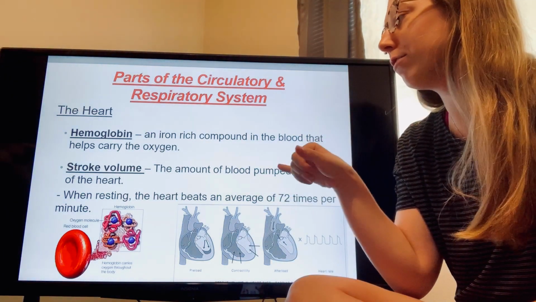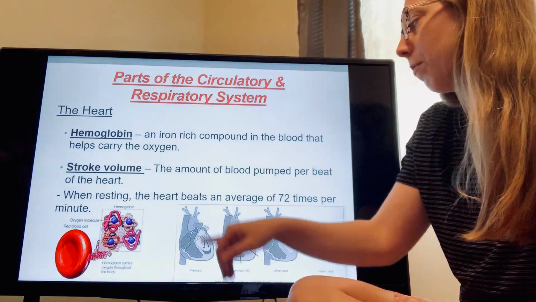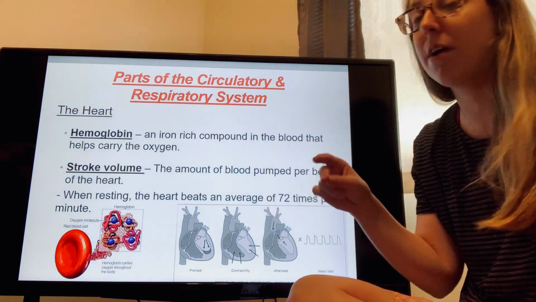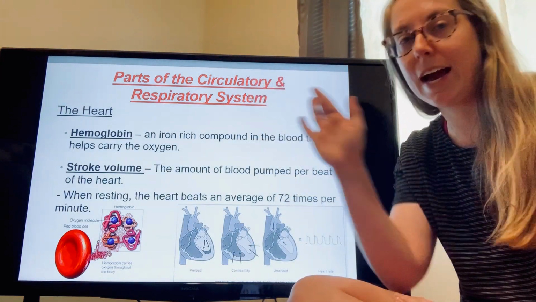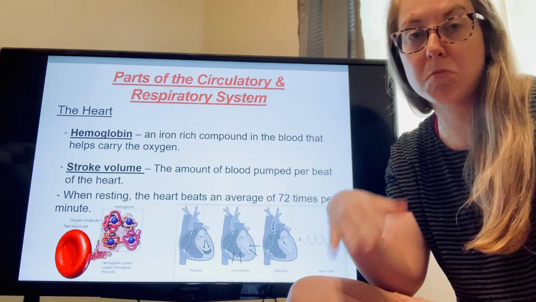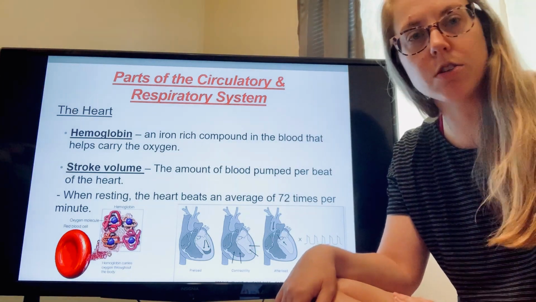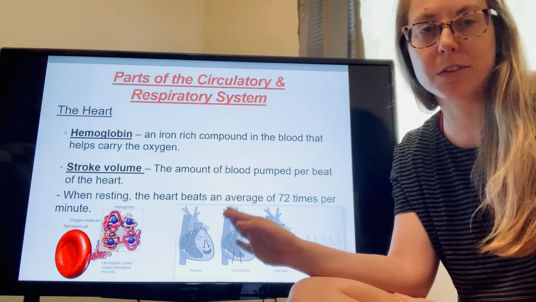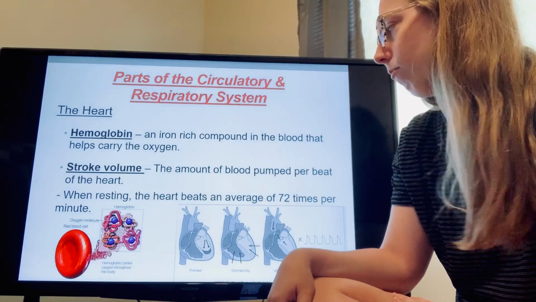All right, so then we have this thing called stroke volume. So stroke volume is the amount of blood that's pumped per beat. So every time your heart beats, there's a certain amount of blood that's being pumped out of it. That all in itself is called stroke volume. And there's a calculation that you can do to figure out what the actual number is, but for right now, we just need to know the definition for the purpose of our class.